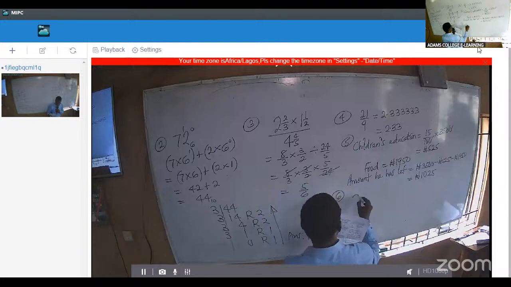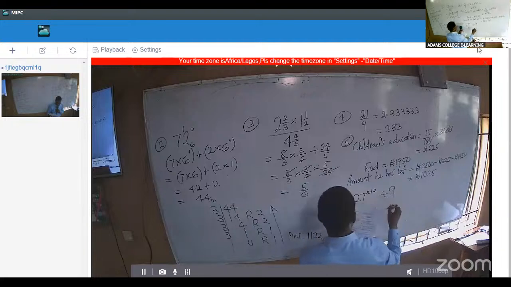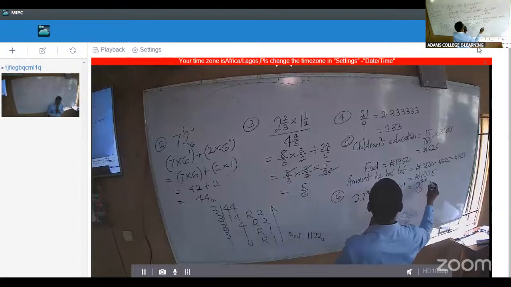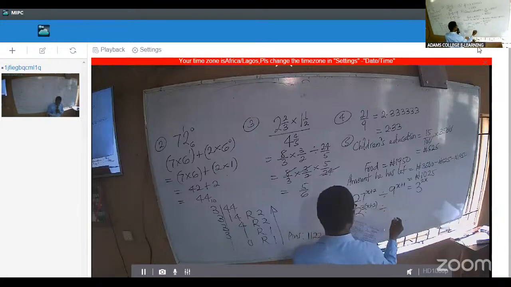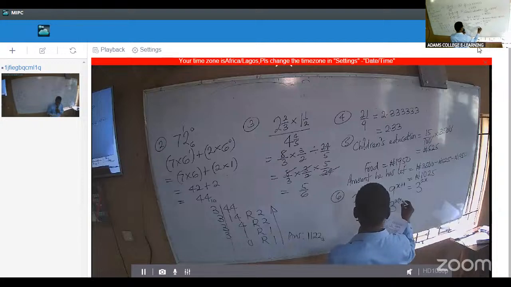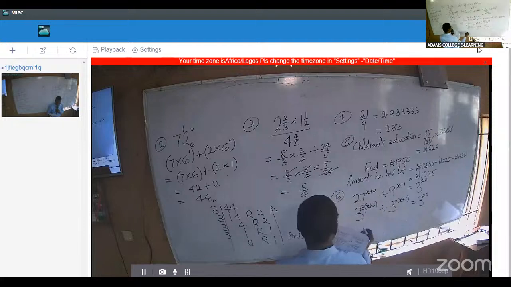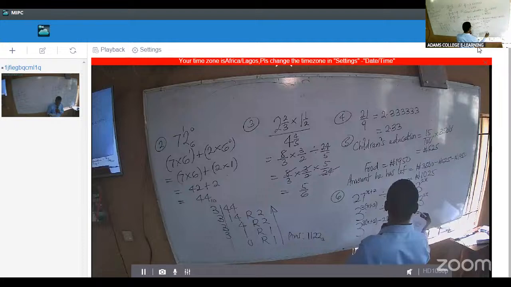Number 6. 27 raised to power x, divided by 9 raised to power x plus 1, equals 3 raised to power what? 27 is 3 raised to power 3. Divided by 9, which is 3 raised to power 2. This is already 3, so we leave them. When you are dividing, what do we do? Subtract. So you have 2 times x plus 1. That's 3 raised to power 2x.